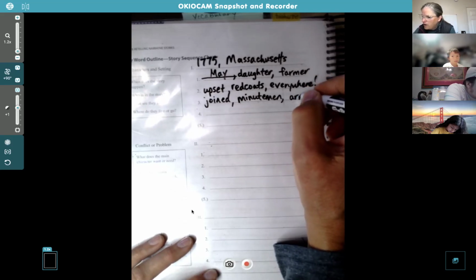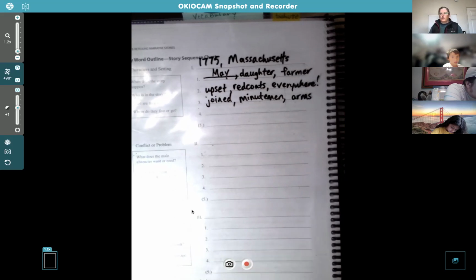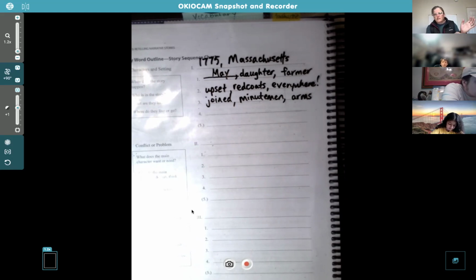And I'm going to put arms, but basically they were gathering arms, they were gathering everybody's guns, and they were storing them. Because the other thing that happened was the redcoats were searching through people's homes and they were looking for those arms. And they planned ahead. They got rid of all the arms and put them in a place to store them. They planned ahead, so that was a good thing.